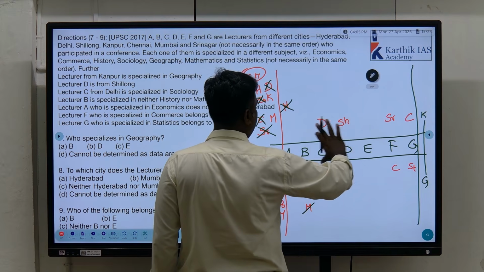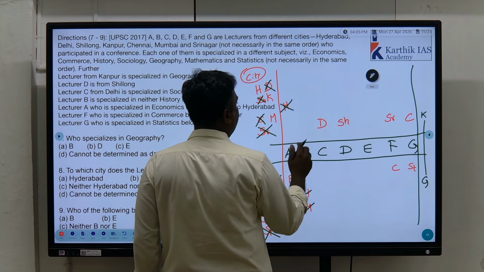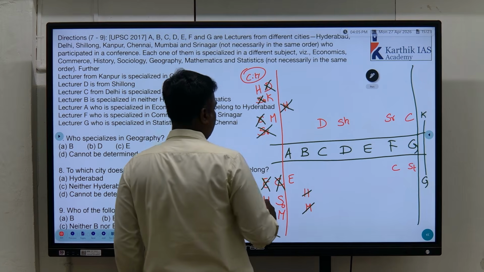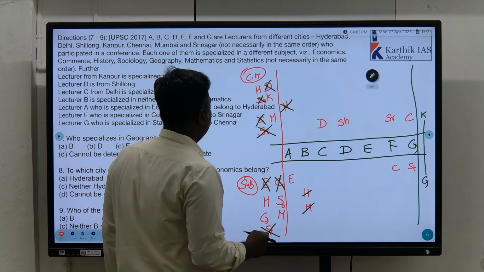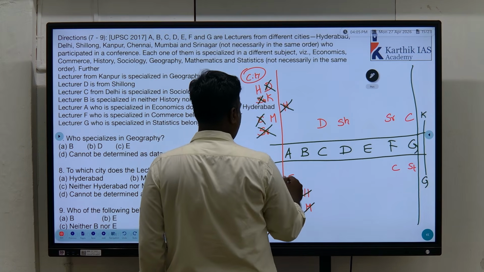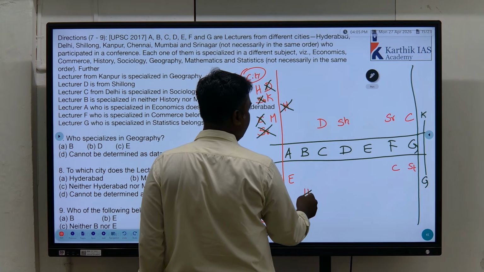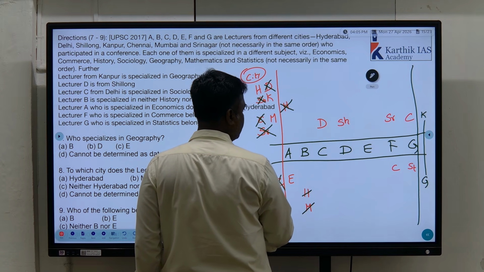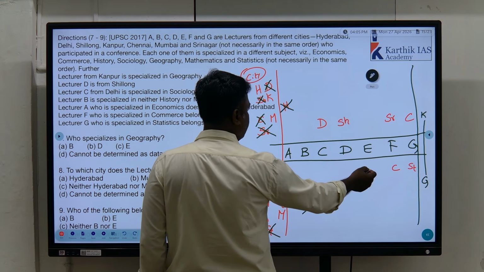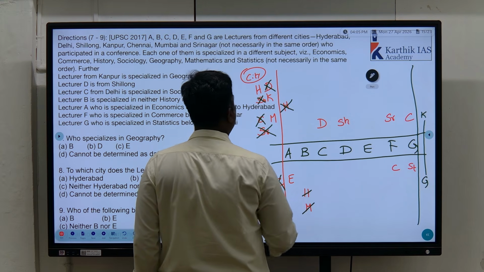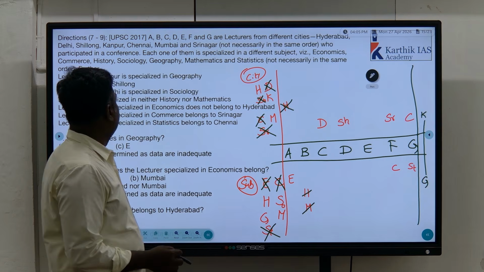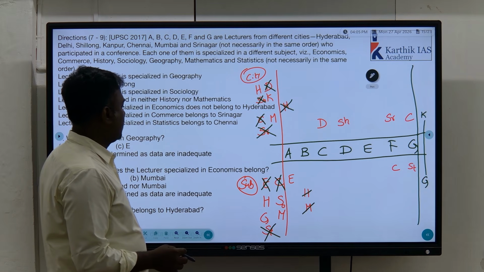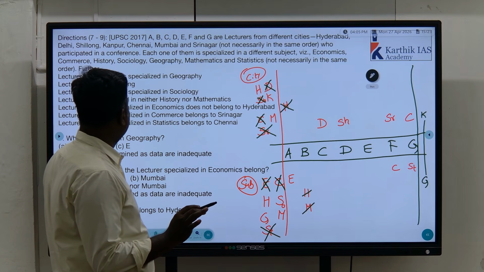K can be used only in these 2 places. K with the G. Okay. Now H and M can't come here. Understand? H and M. H M S O G. G can't come. G can come here or here. Correct? Okay. Kanpur is specialized in geography. Yeah, that notes we have taken.